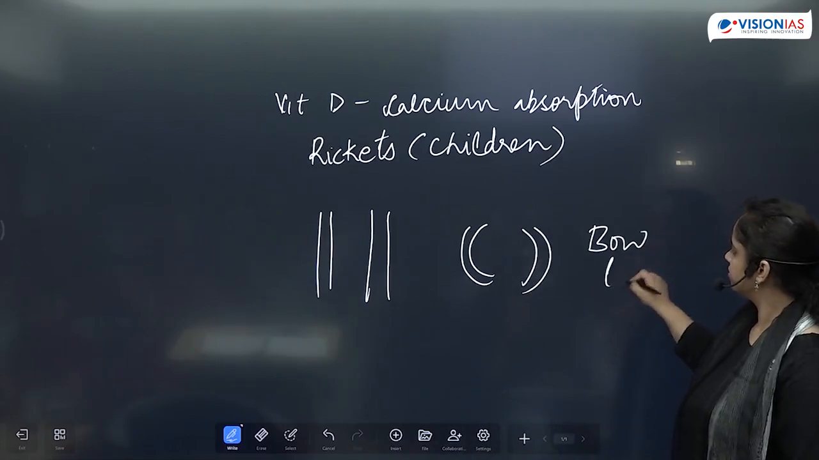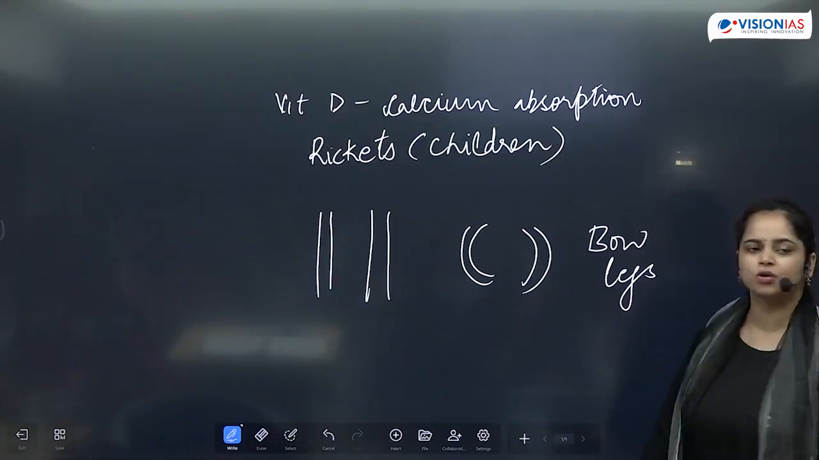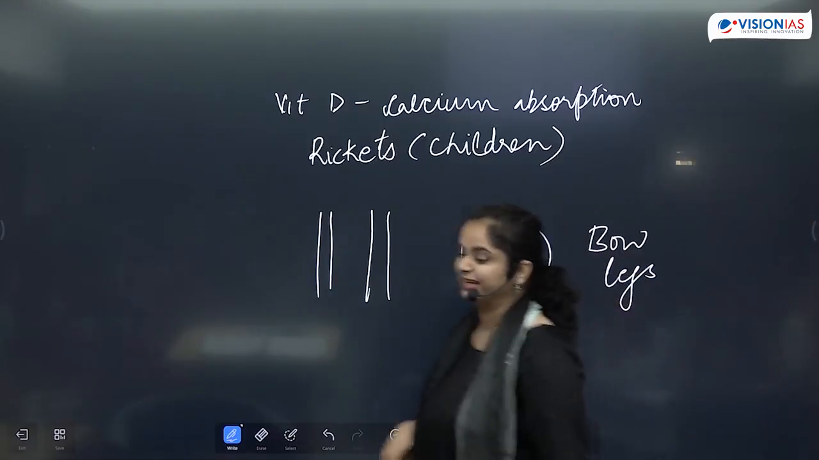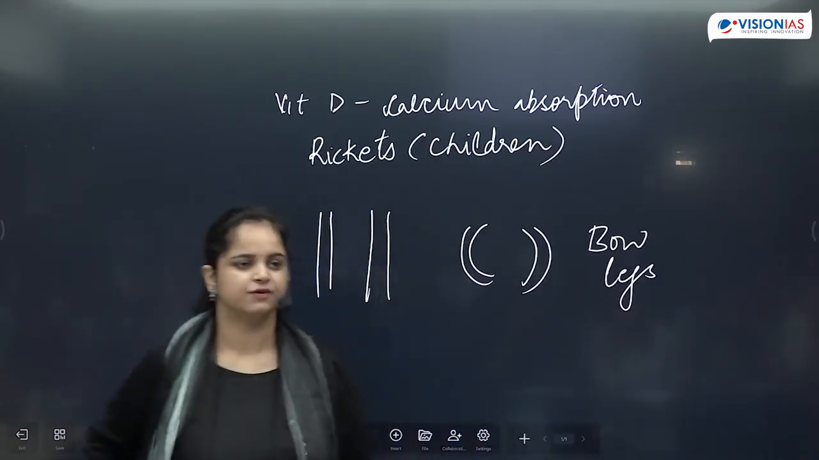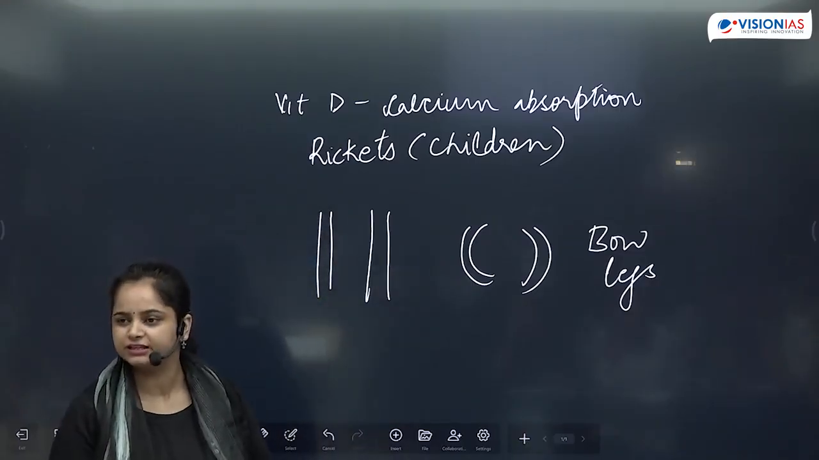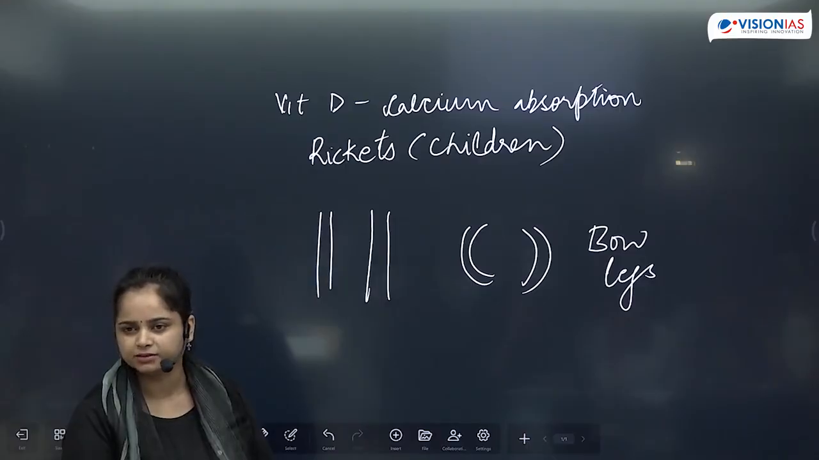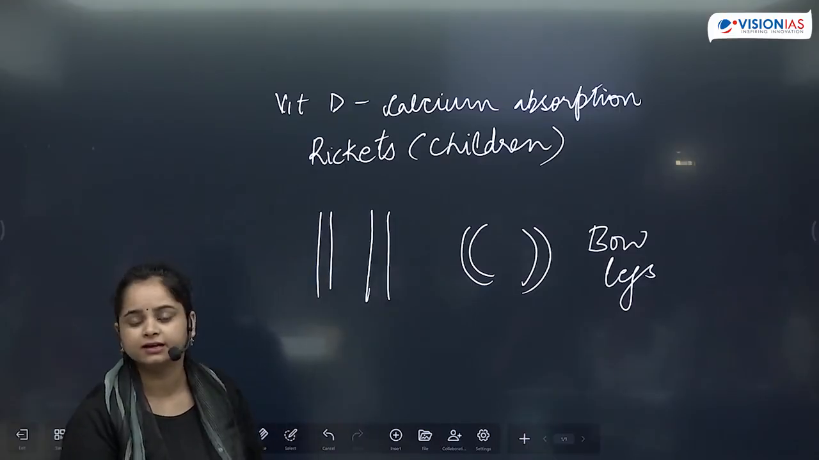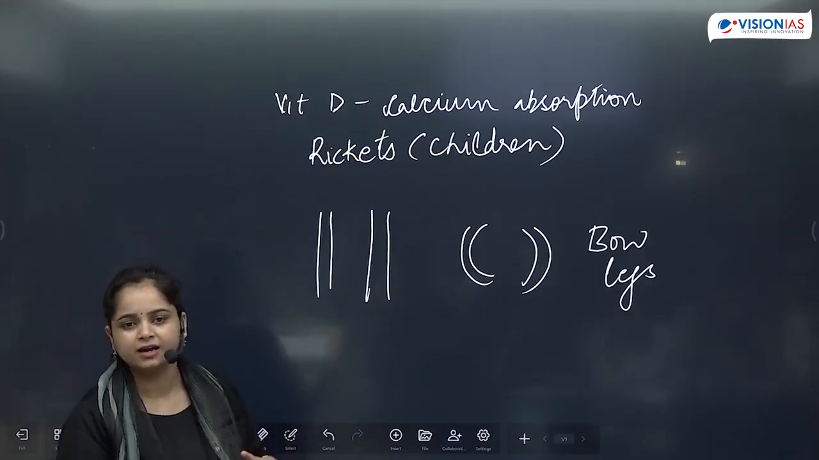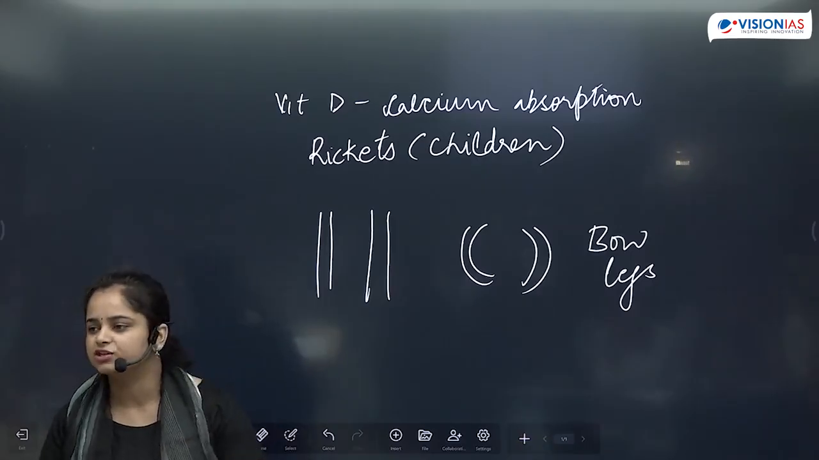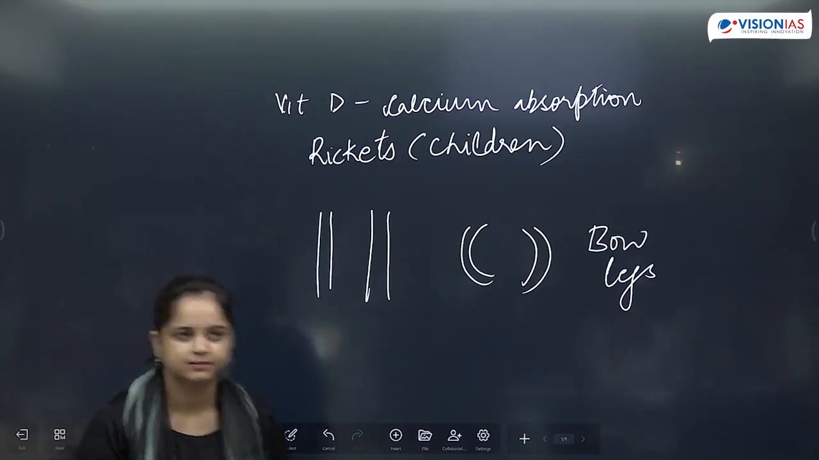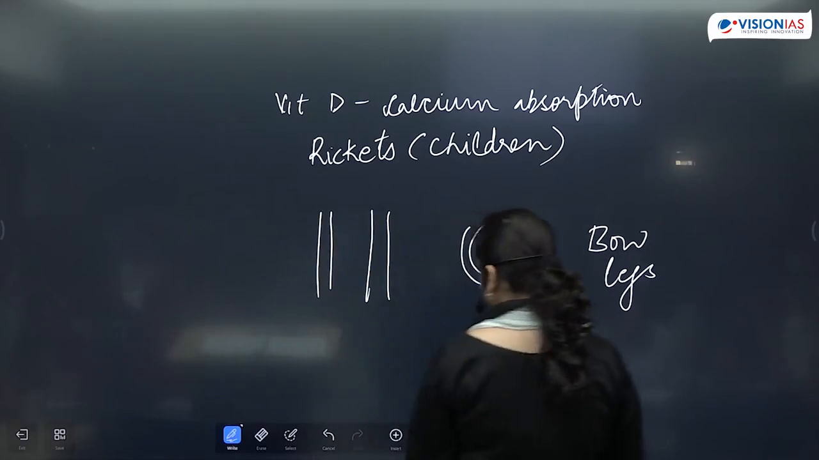These are the bow legs, we call them. So that's what is going to happen in rickets. So deficiency of vitamin D causes rickets. If calcium is deficient in itself, then also there can be rickets, because there is no calcium to go into the bones. But if calcium is sufficient and vitamin D is not there, the body will not use that calcium, it will simply be removed from the body. Okay?